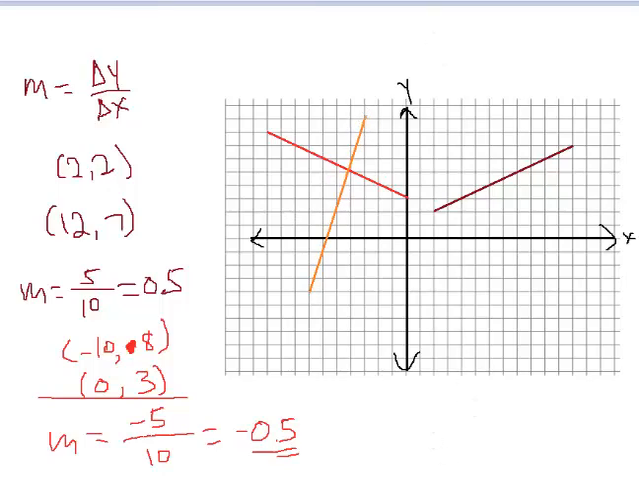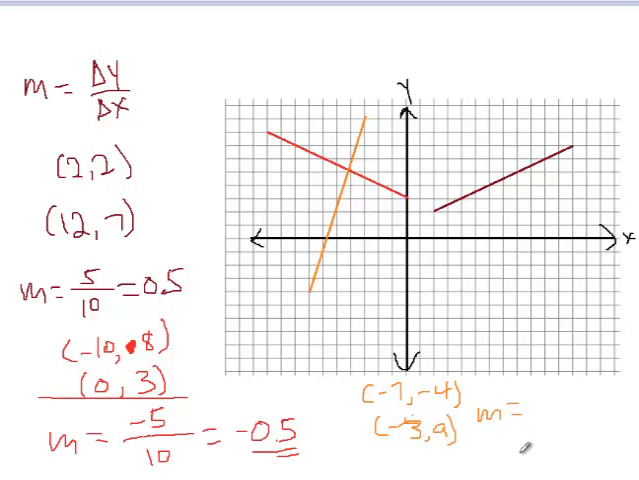Well, let's figure out the slope of the orange line. What are the points on the orange line? Negative 7, negative 4. And this point over here is negative 3, 9.